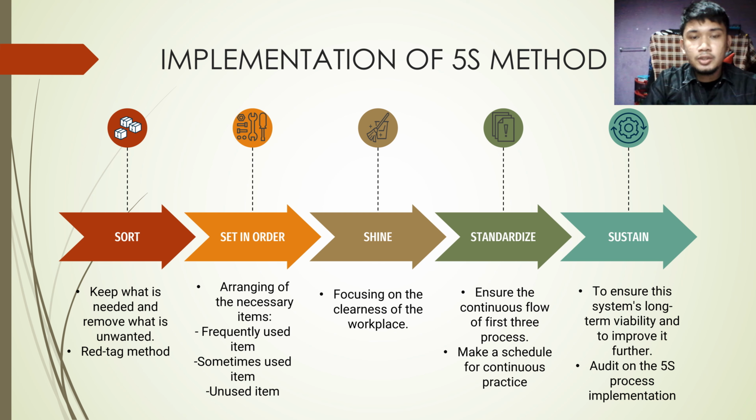5S stands for sort, set in order, shine, standardize, and sustain. For sort, it's to keep what is needed and remove what is unwanted. It uses the red tag method. While for set in order, it is arranging the necessary items, such as frequently used items, sometimes used items, or unused items. And shine is to focus on the cleanliness of the workplace.